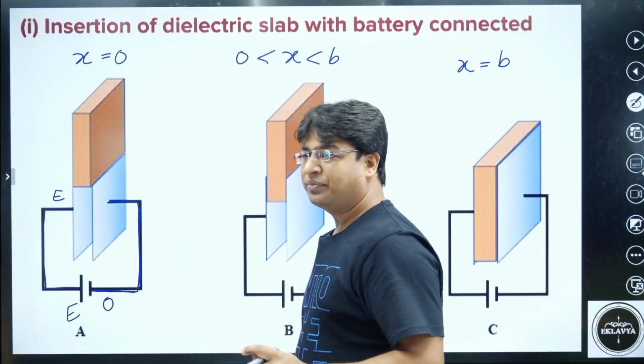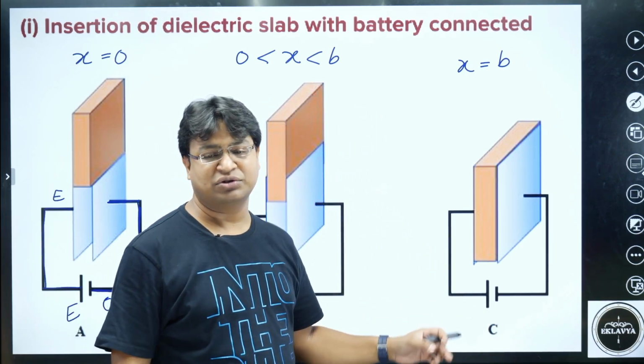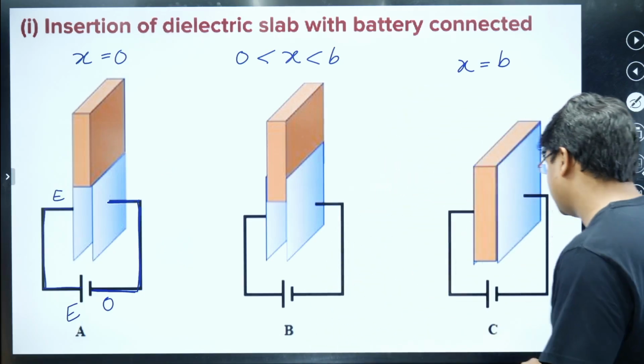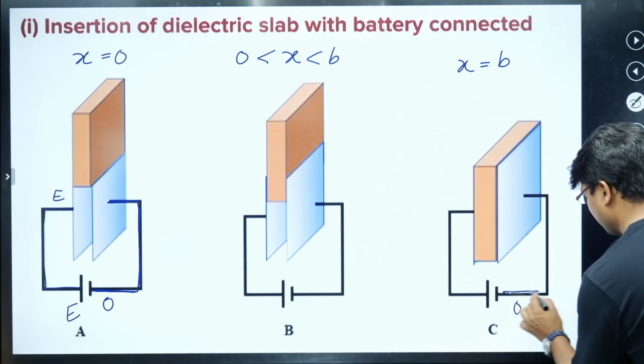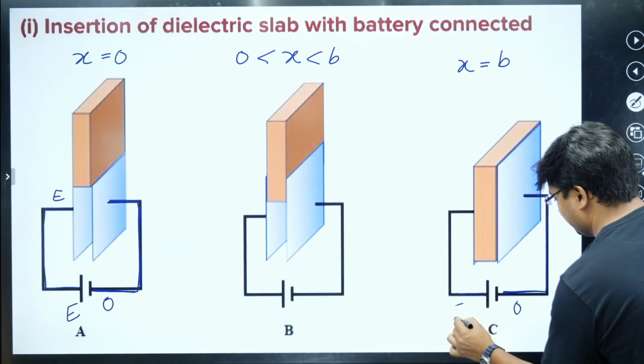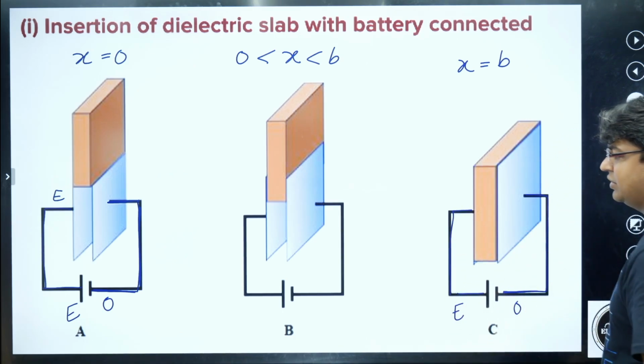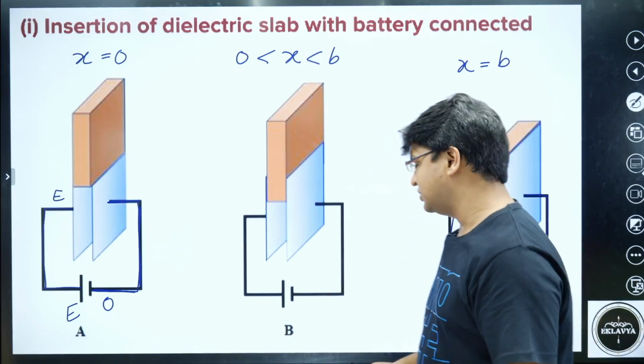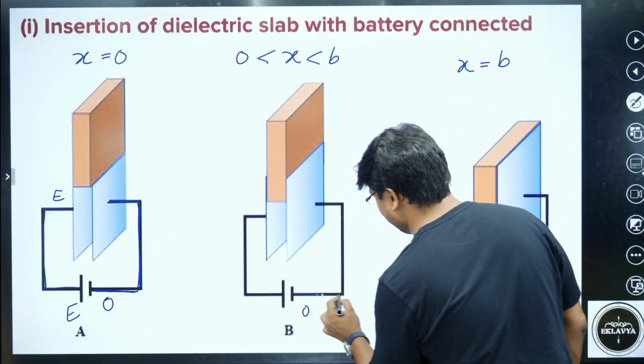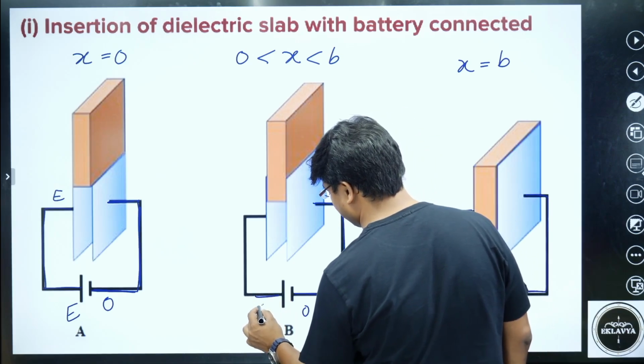Okay, now in C figure, if I ask you to distribute the potential, you will still do the same thing. Like if this is zero potential here, there would be E potential here, you will still do the same thing. The same thing is valid for situation B also. We can write it here, but we will talk about situation B later on.